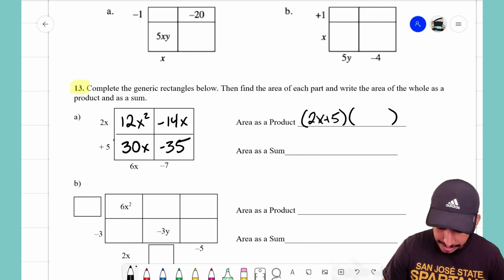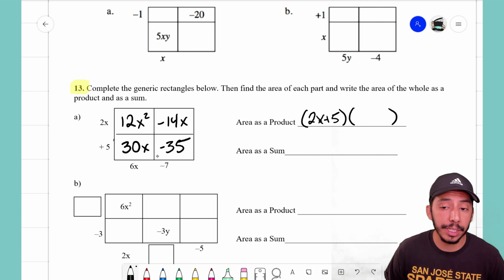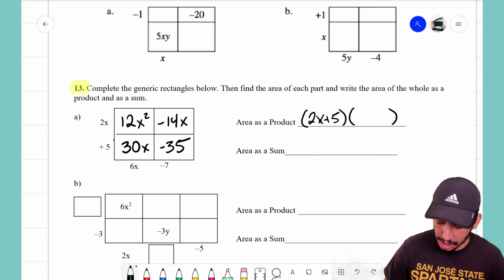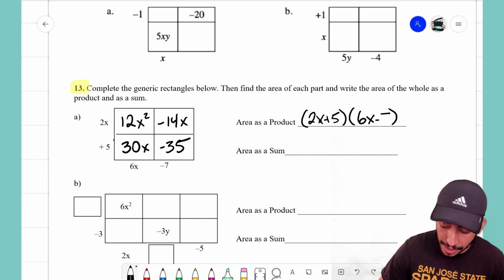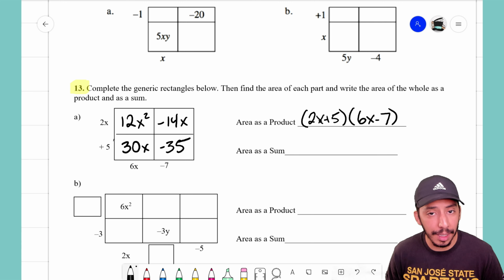So I'm going to write this side for my first set of parentheses. The bottom side here is my second set of parentheses. So I'm going to write 6x minus 7. That is our product.